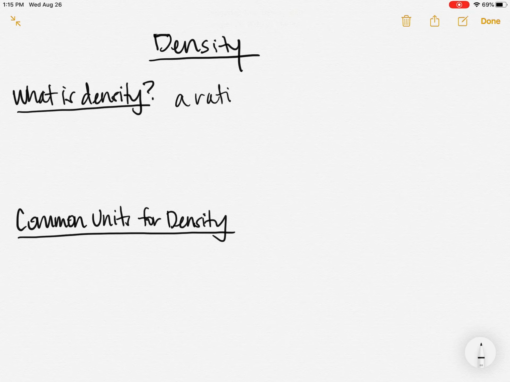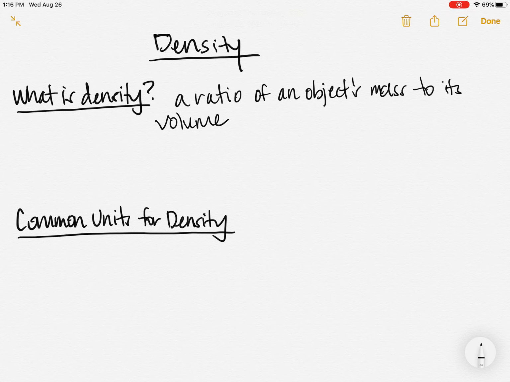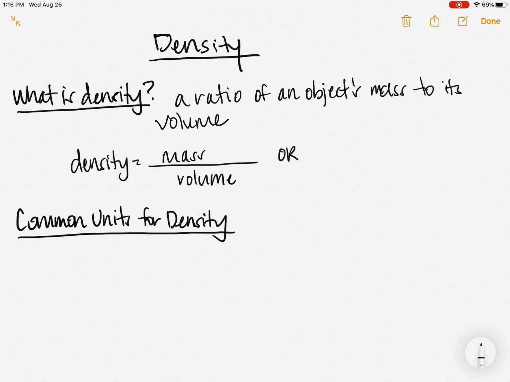Basically, it's a ratio of an object's mass to its volume. Okay, so ratio should make you think of a fraction. So if it's a ratio of mass to volume, then density is equal to mass divided by volume.